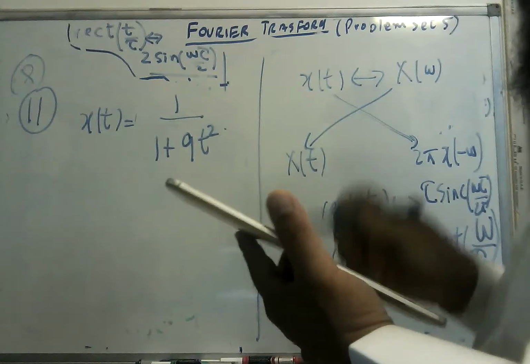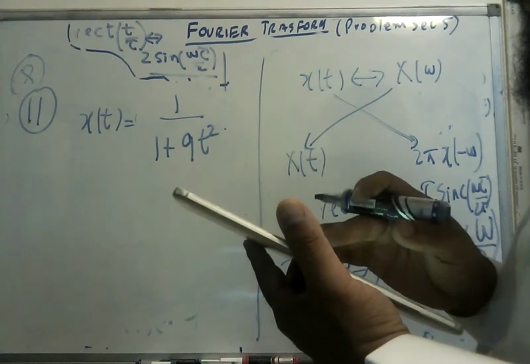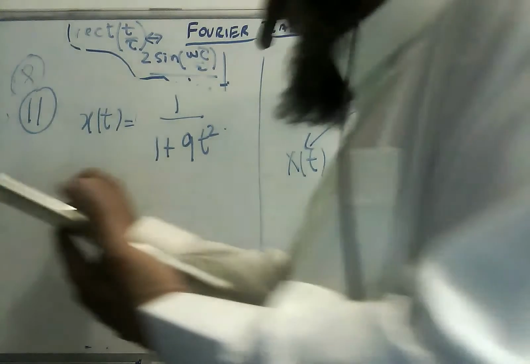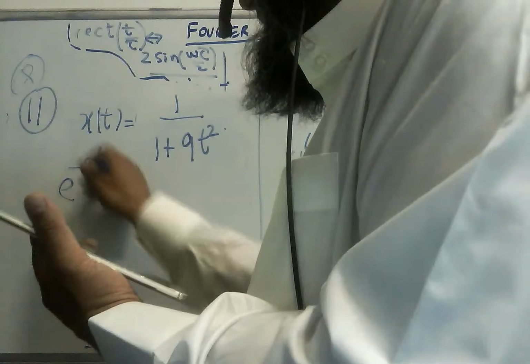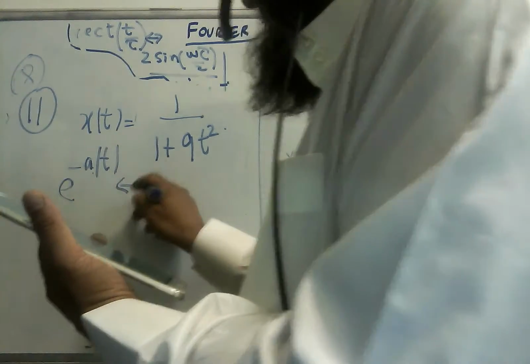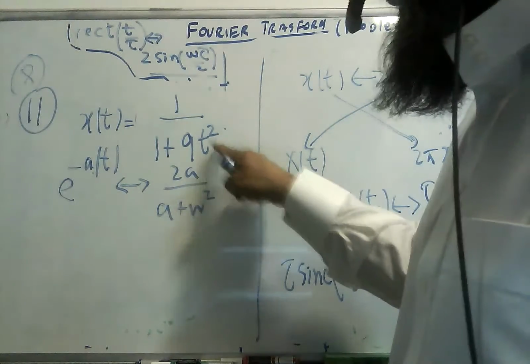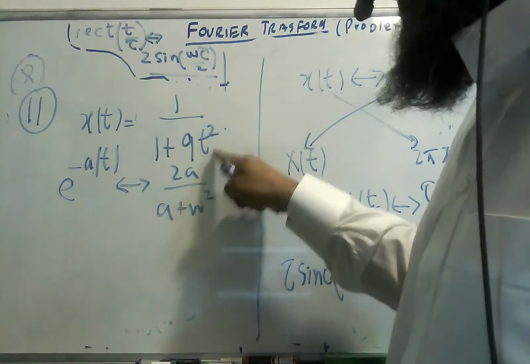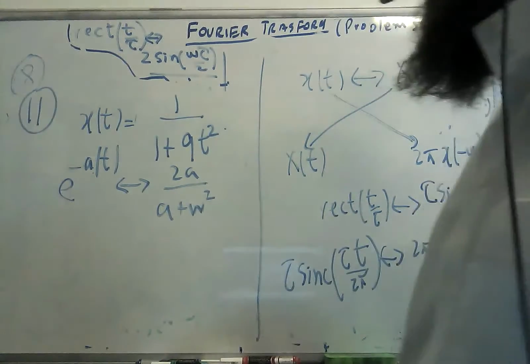So I look at the left hand side, I don't find anything. If I don't find anything on the left side, then I have to look to the right side and find the closest value. On the right side, I can find this Fourier transform, which is e raised to the power minus a times the absolute value of t, and that is the double exponential. This one is the same as this, but t replaced by omega. So I can find the Fourier transform of this by applying the duality.